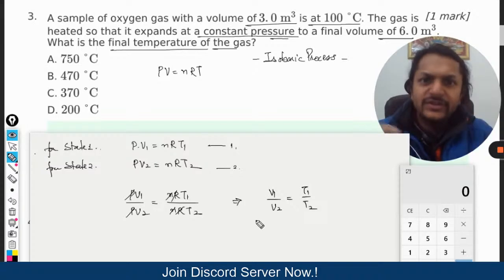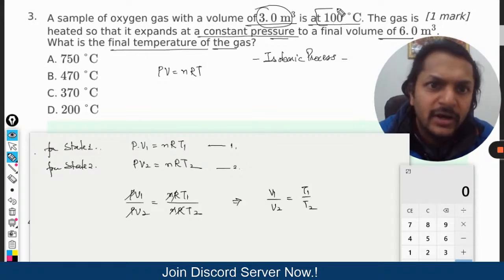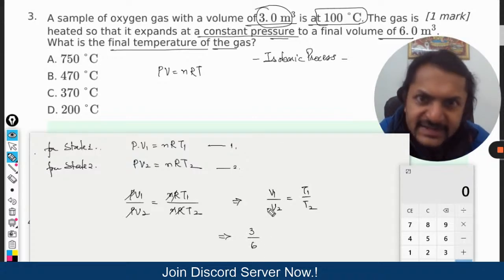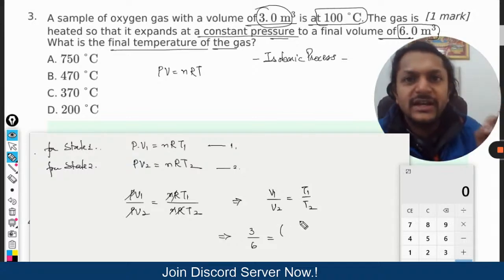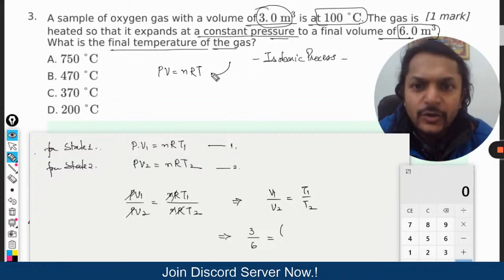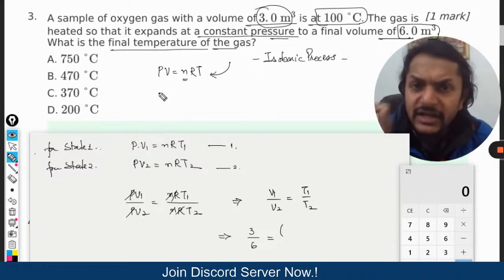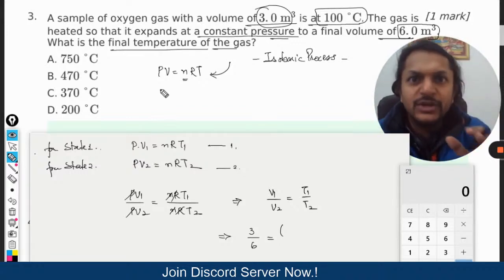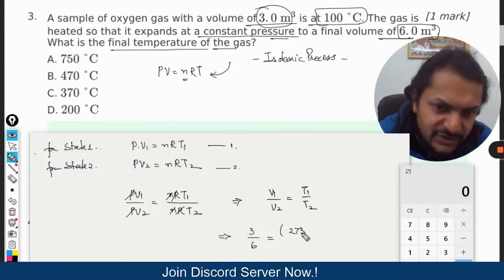This is the equation where we are now going to substitute the values. For state 1, 3 meter cube was the volume at 100 degrees centigrade. So on substituting, it will be 3 divided by 6, because now the final volume is 6. The initial temperature, now temperature has to be taken in absolute terms always. You see, in this equation, n, the number of mole, is written in small letters. Every other thing is written in capital letters. Why? Because they are always taken in absolute terms. So this temperature has to be in Kelvin. So it will be 273 plus 100, divided by T.